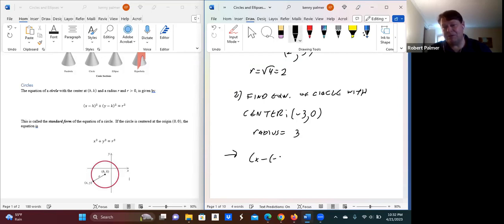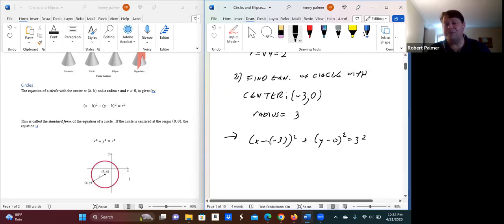So it's -3. Okay, and that's squared. Then plus, then we have y - 0 squared, then equal to 3 squared. Okay, now let's pull this together. So now, if we simplify this, of course, subtracting a negative gives us a positive, and so we get x plus 3. That's the reason the signs change.